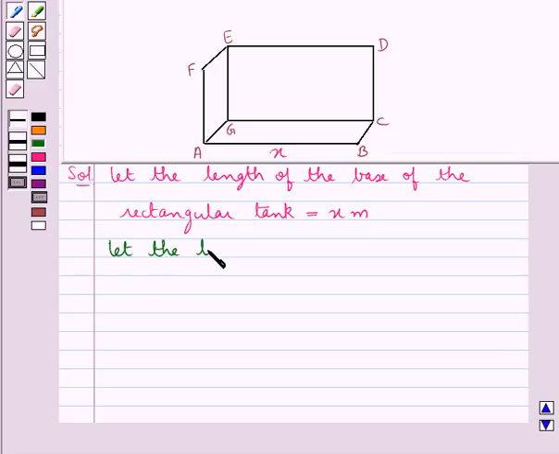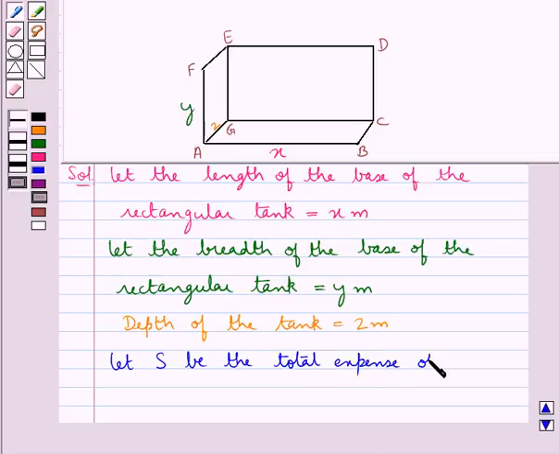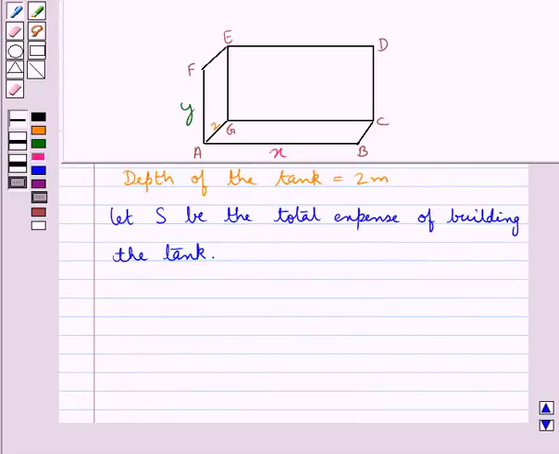and we assume let the breadth of the base of the rectangular tank be equal to y meters. So this means this is also y. It's given that the depth of the tank is 2 meters. So this is 2. And we take let S be the total expense of building the tank. Now we are given that the volume of the tank is equal to 8 meter cube.